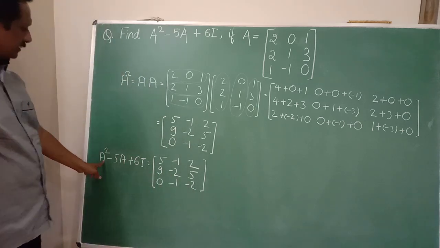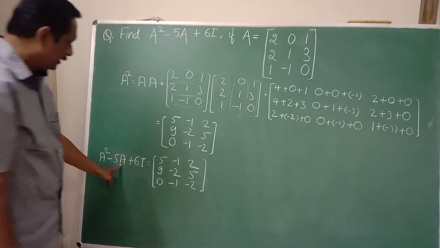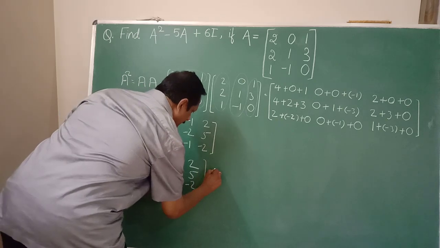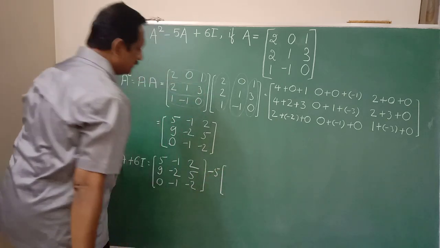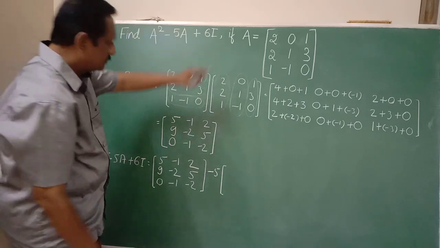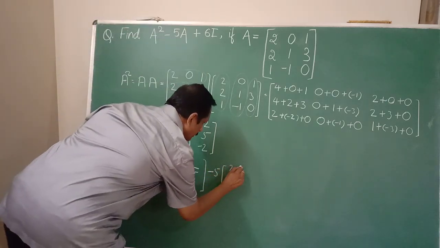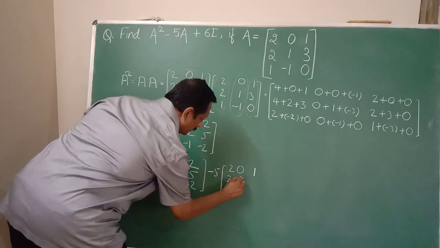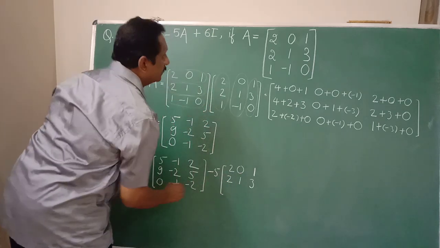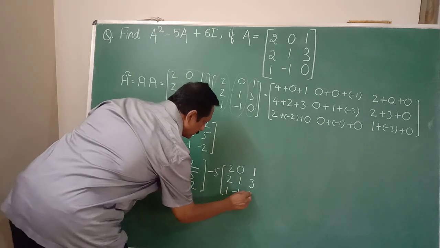Okay, this is A square minus 5 into A here. Minus of 5 into the matrix here. Here is the given matrix. So write here 2, 0, 1 here. Then 2, 1 and 3. 1, minus 1, 0 here.